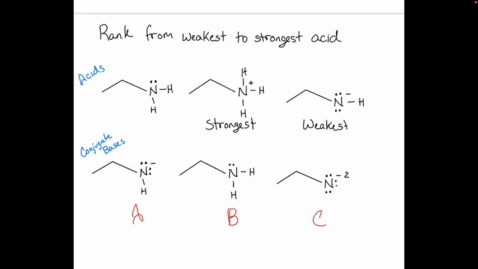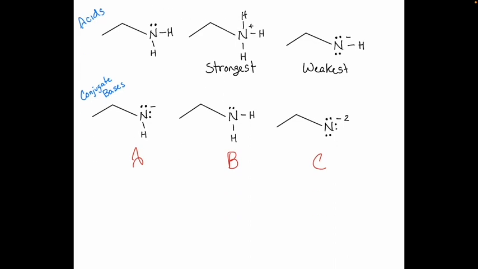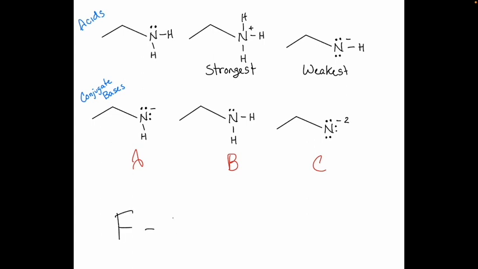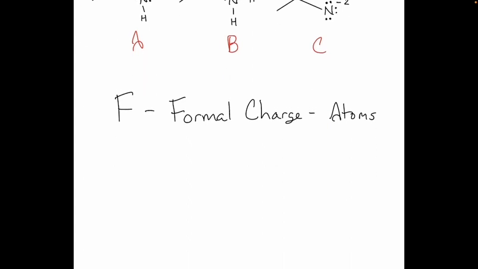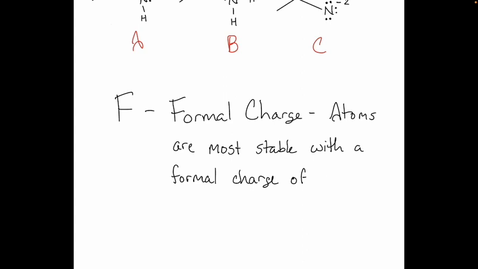Okay? Now, this one did not fall under that ARIO rule here. So we're going to make a new one here. F for formal charge. All right? Because we know atoms are most stable with a formal charge of 0.